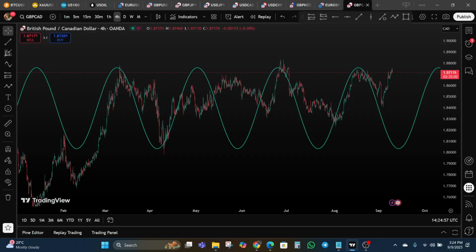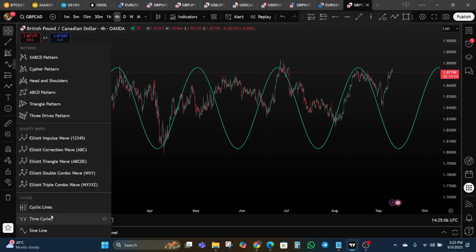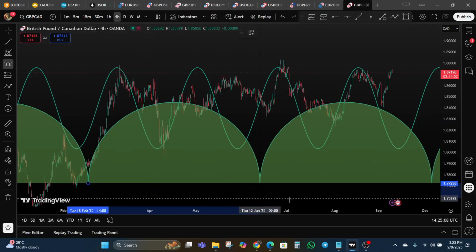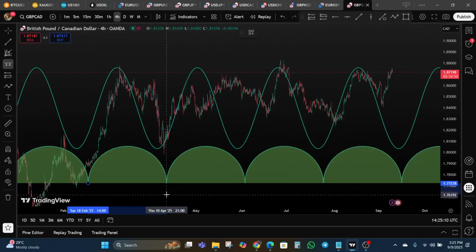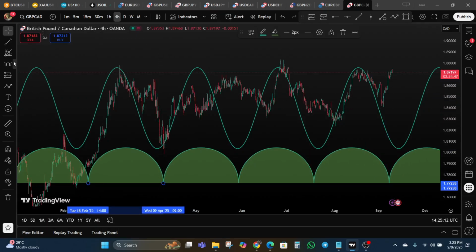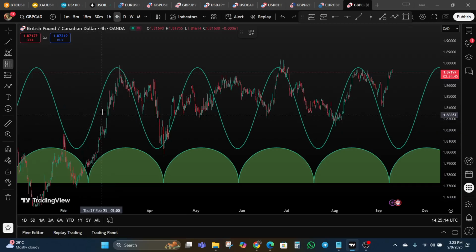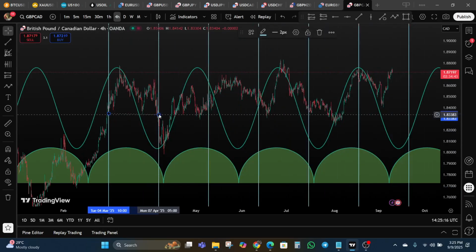So that's your guide to cyclic lines, time cycles, and sine lines on TradingView. By using these tools, you can anticipate market trends, improve your chart analysis, and make more informed trading decisions.